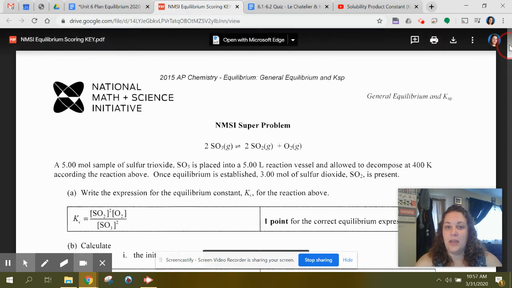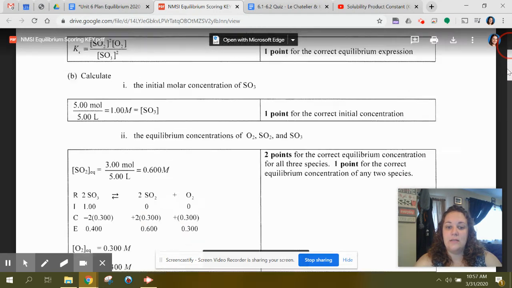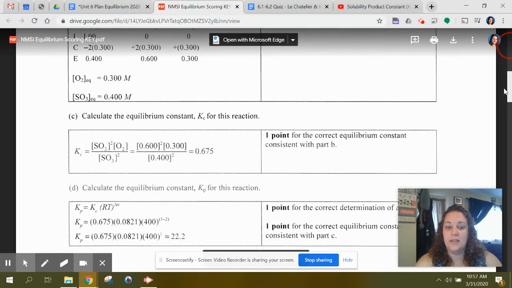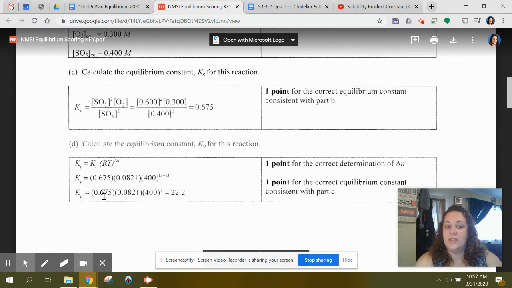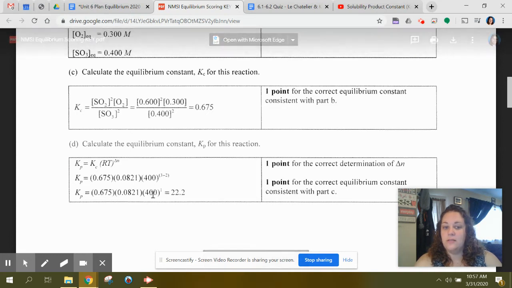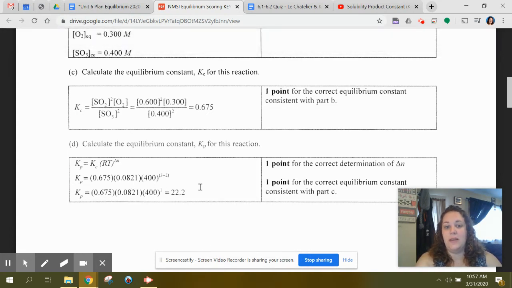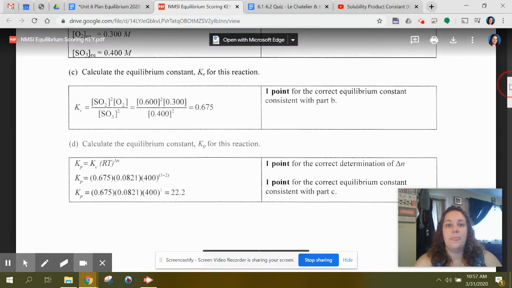So to calculate Kp, we do Kc times RT to the first power, 0.675 times 0.0821 times 400. We wind up getting Kp is 22.2. Again, it's an equilibrium constant. It's unitless.